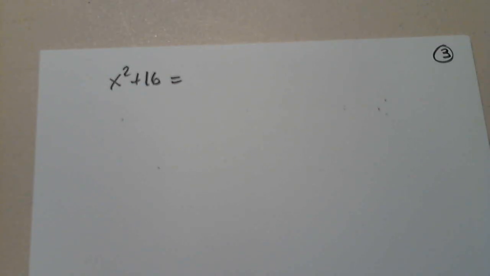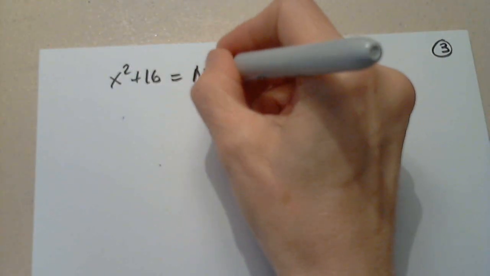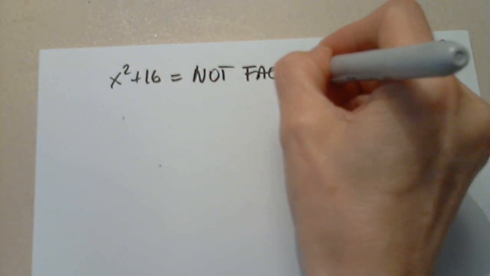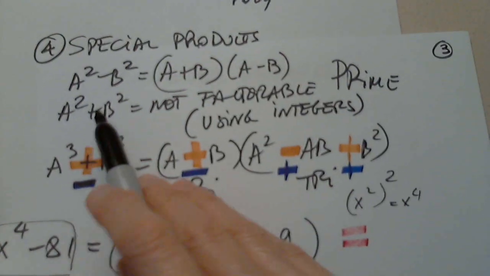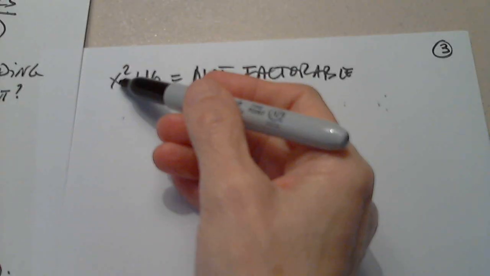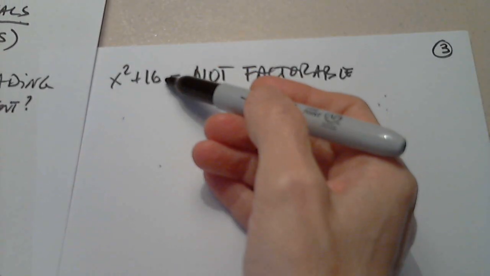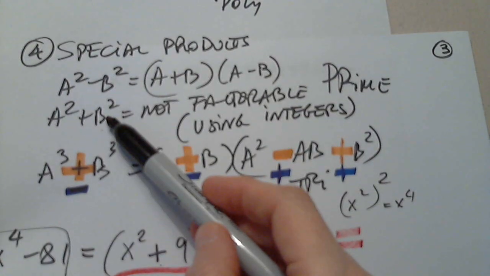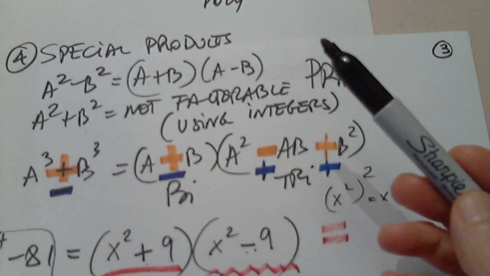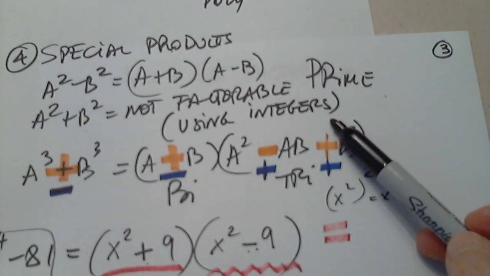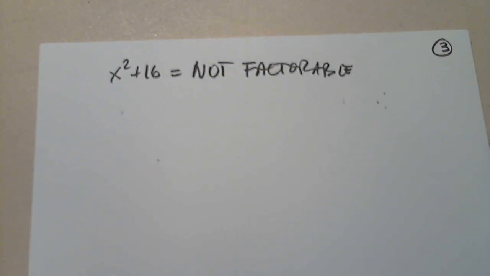Sum of squares? Yes, it is a sum of squares, which is not factorable. Indeed, it's the sum of squares. There's nothing that I can cube to get x squared. There's nothing that I can cube to get 16. So this is indeed the sum of squares. It's not factorable. You can write not factorable or prime. The correct answer is not factorable using integers. Maybe prime is a better answer. But not factorable, we really mean not factorable using integers.